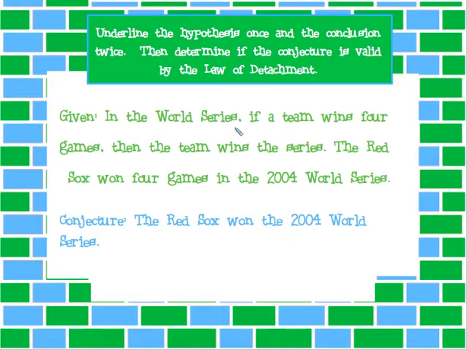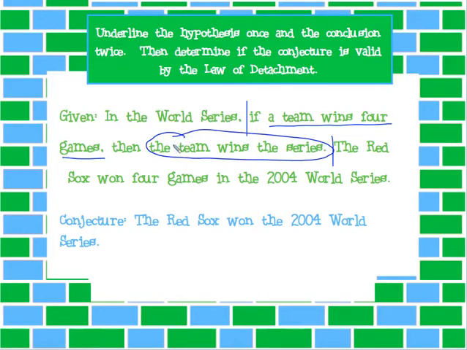So in the World Series, if a team wins 4 games, then the team wins the series. So here is our conditional statement. So let me figure this out. A team wins 4 games. That's a hypothesis. The conclusion is the team wins the series.